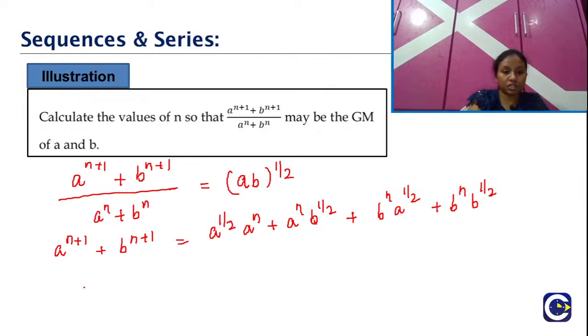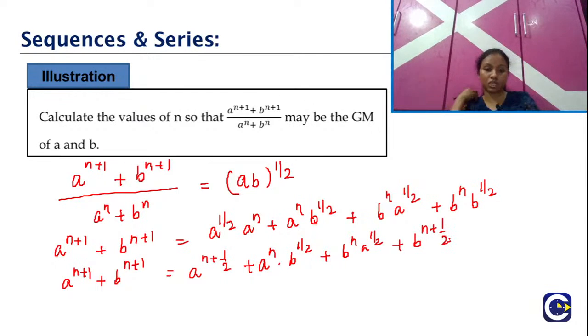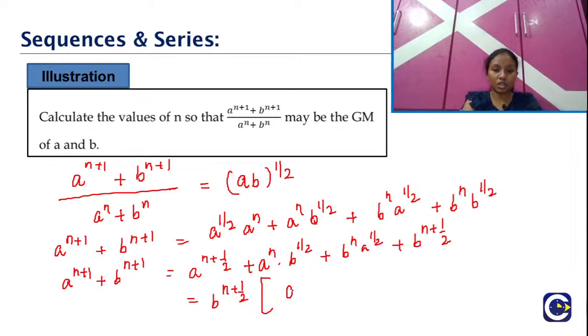So now we'll be having a^(n+1) + b^(n+1), and here a^((n+1)/2), and here a^n into b^(1/2), here b^n into a^(1/2), and then b^((n+1)/2). So now we have to take something in common. In my RHS I can take b^((n+1)/2) as common, which will be remaining with a^(1/2), and then the other will be minus b^(1/2).